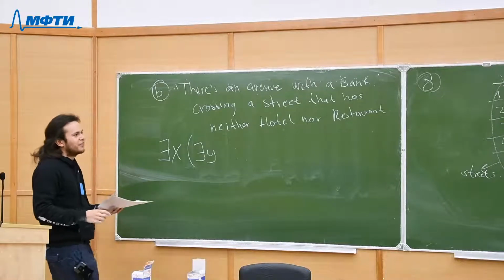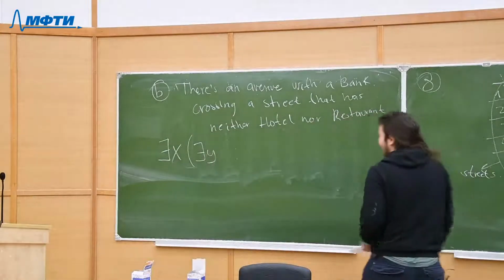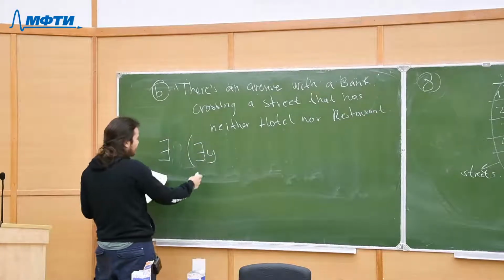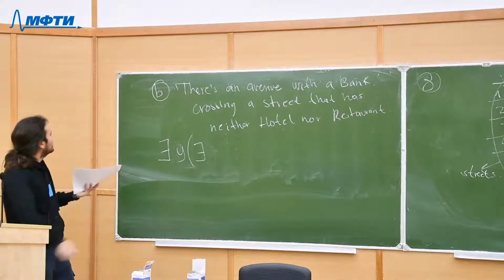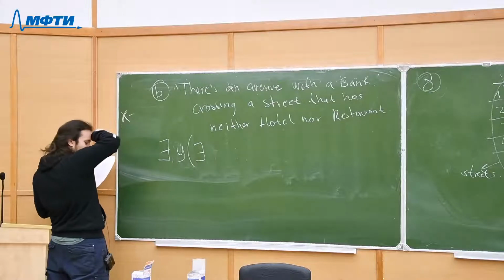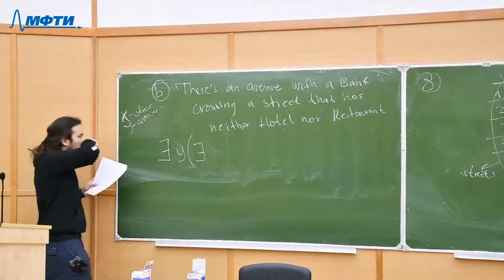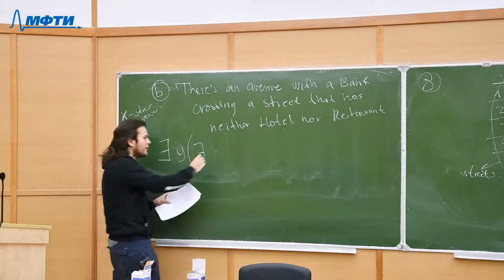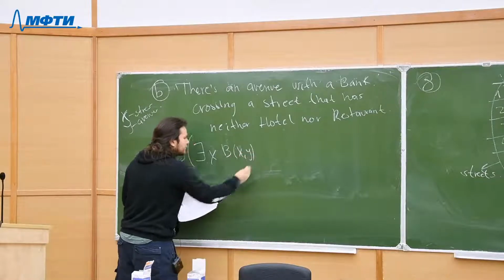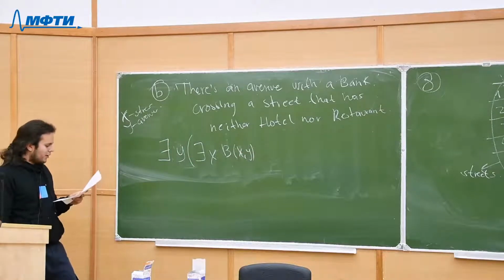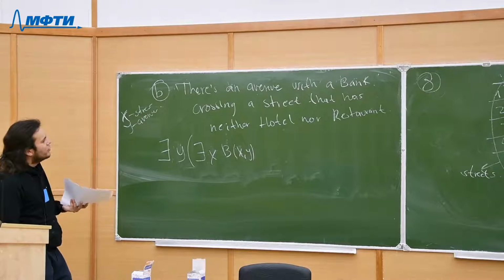Well, we can, but you know, this doesn't. Oh, you mean because you get, okay, yeah, sure. So there's an avenue, y. These are streets, and these are avenues, right? So there's an avenue in which there's a bank, and so crossing a street that has neither hotel nor restaurant.